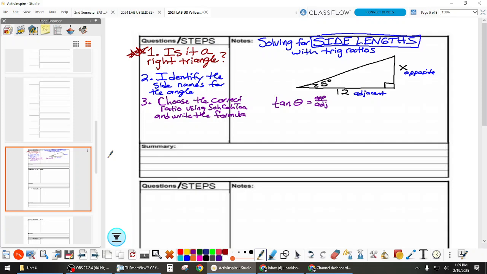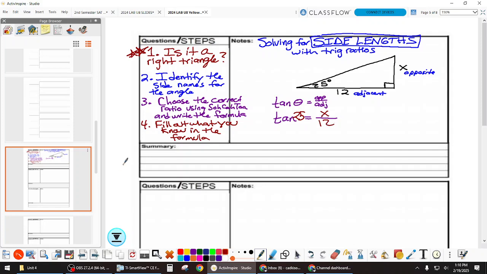All right, next. Fill out what you know in the formula. What do we know in this case? We know opposite is x. It's not like we know its value, but we know it's x. Okay, what else? The theta. Good. So theta is 25, opposite is x, adjacent is 12.